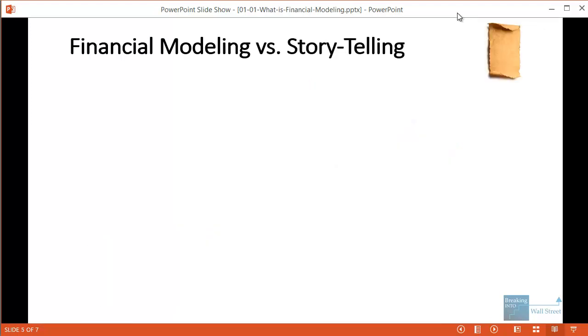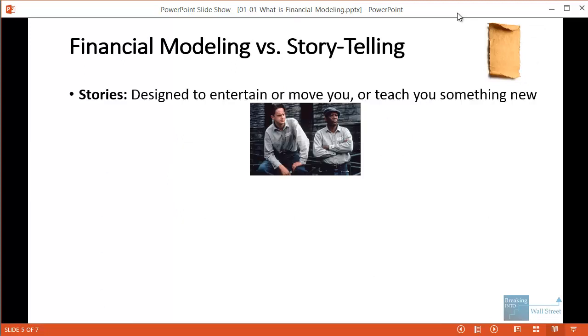Now, there are some other differences if you compare this to storytelling. One of the main ones is that with stories, movies, TV shows, books, they're typically designed to entertain you or to move you emotionally in some way or to teach you something new.